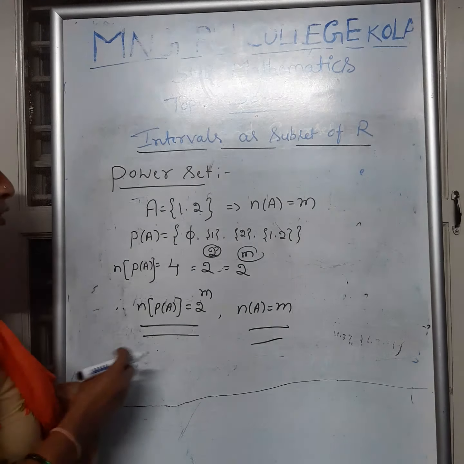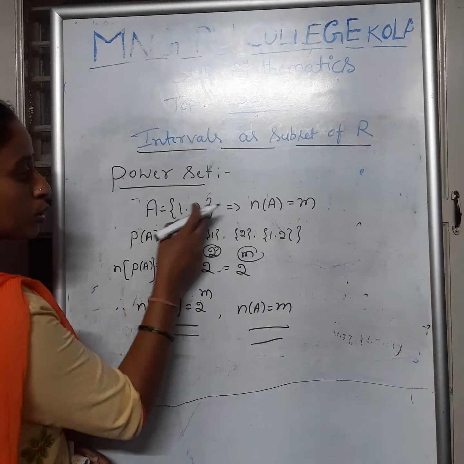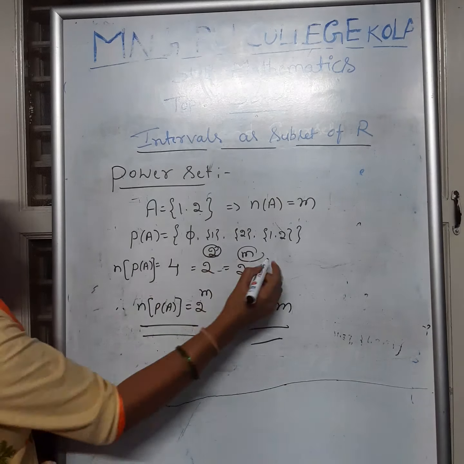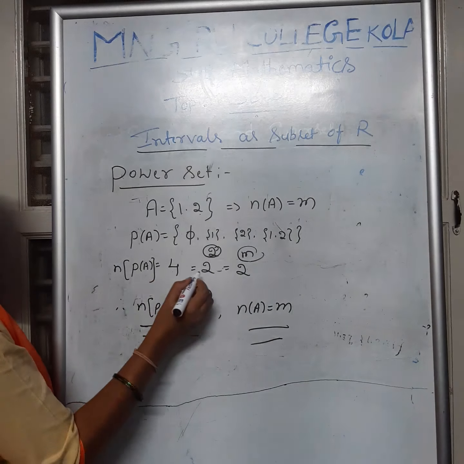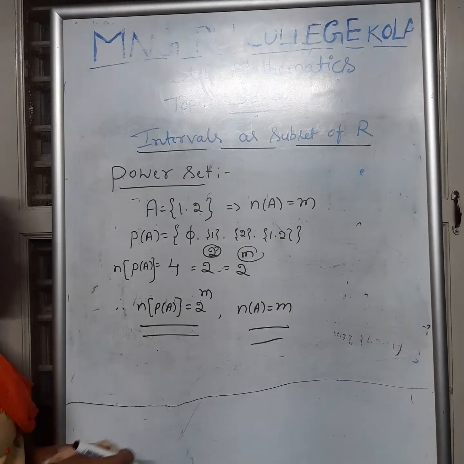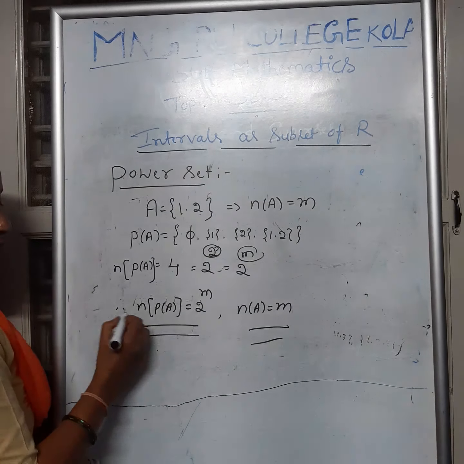What is that? See, 1, 2, the m value is 2 elements. So, 2 to the power of 2 means 4. So, 4 subsets are there, no? Let's find out using this formula. This formula is very important.